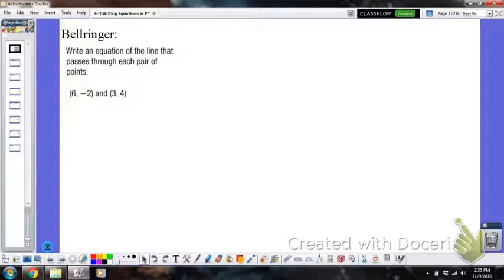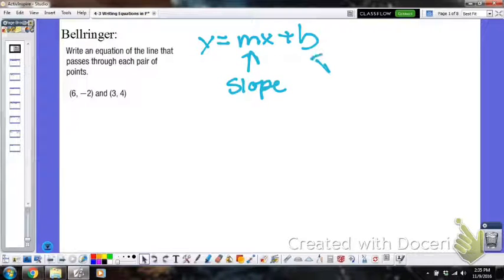Now remember, we write the equations of our lines in y equals mx plus b form. So we need to know the slope and our y-intercept. That's what we need to find. So the first thing we need to do is find the slope of the line that contains those points. We'll do that by using our formula m equals y2 minus y1 over x2 minus x1.